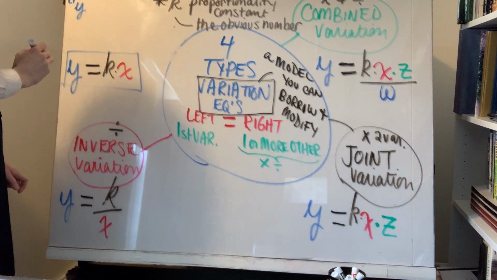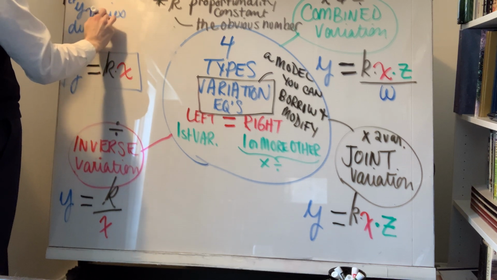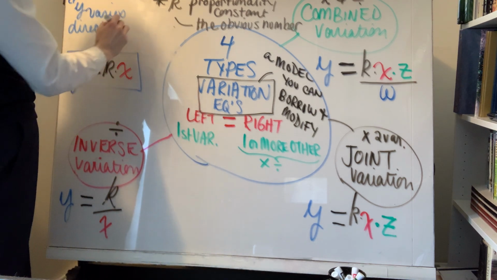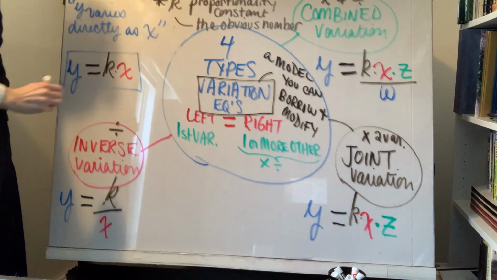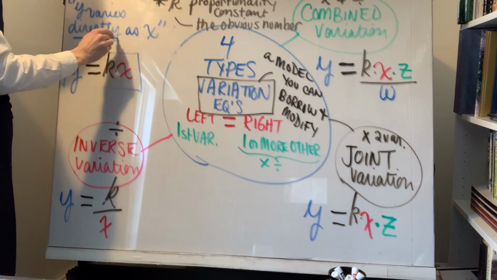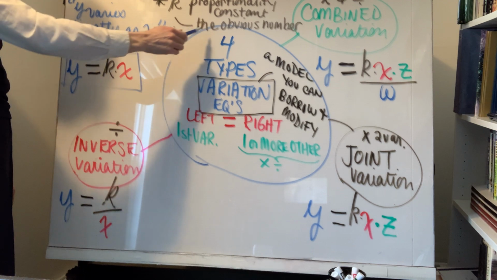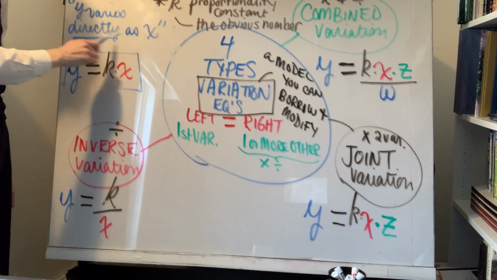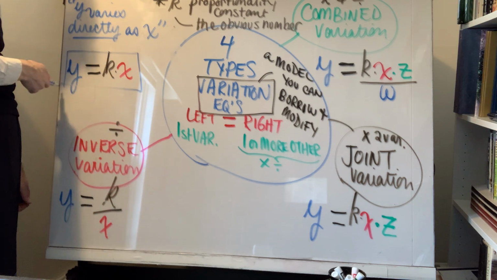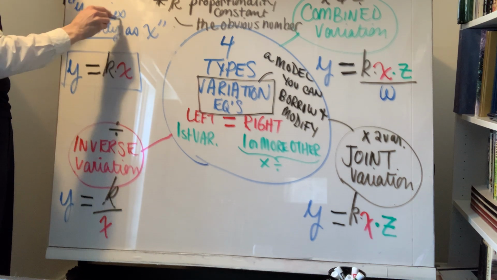Y varies directly as X. The most operative term there is directly. If you don't see any other key features written verbally here, just go with this model, right? Maybe change the letters to whatever they're talking about. So if they're talking about an area, maybe use an A instead. If they're talking about time, use a T instead. Y varies directly as X.